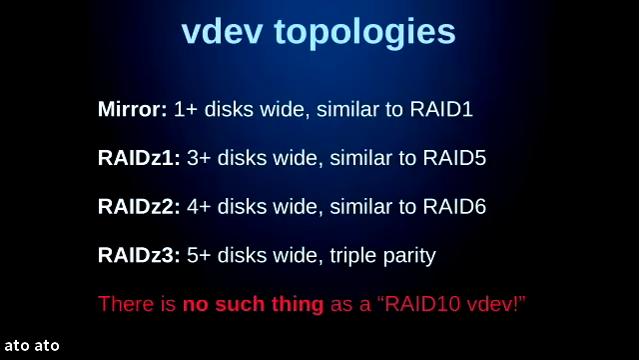RAID Z1. You may notice I said the mirror is 1+ disks wide. Now, you don't usually find people talking about a 1-disk mirror, and in fact, ZFS doesn't really refer to it that way. But it's easier to keep in mind that that really is sort of how it works. You can have a single disk VDEV, meaning that it's just one disk in the VDEV. So it is sort of like you just added a disk to the pool, but it behaves the same way that a mirror would. It just unfortunately does not have any redundancy.